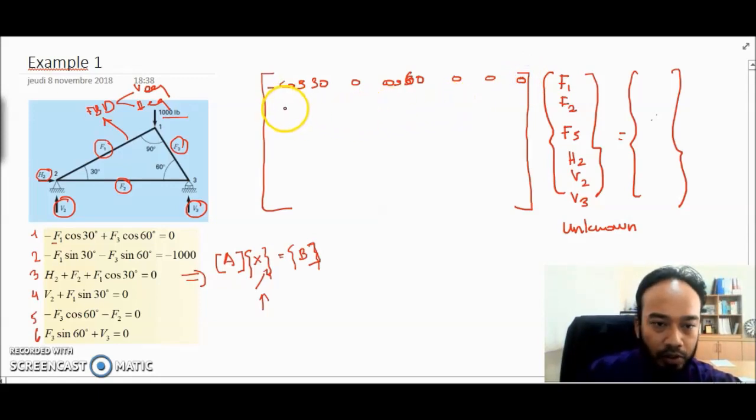All right, and then we go to the next equation. It's minus f1 sin 30. So there is f1, but now it's multiplied by minus sin 30.